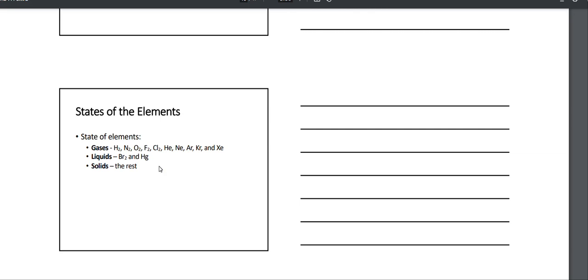And I don't know if you ever used a mercury-based thermometer. Obviously, mercury is in a liquid form when you see it in the thermometer.